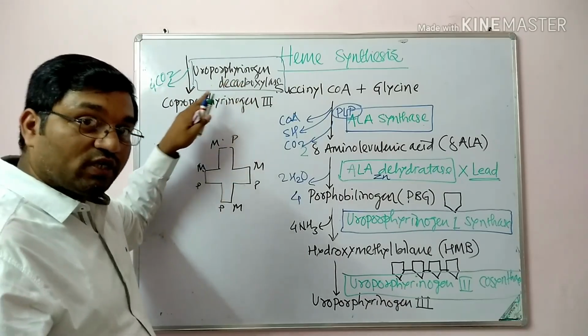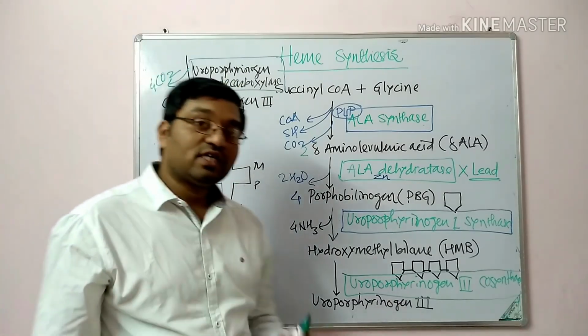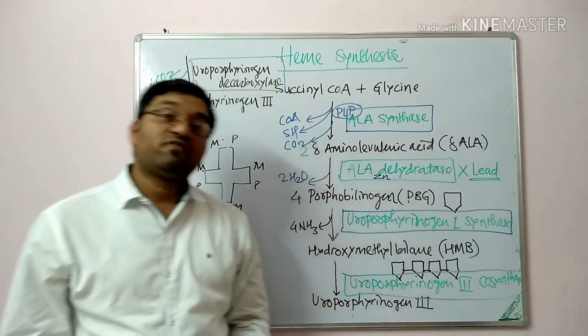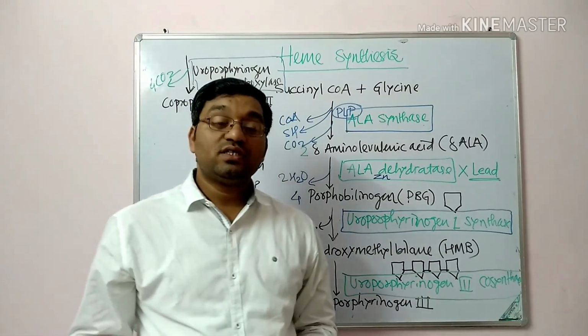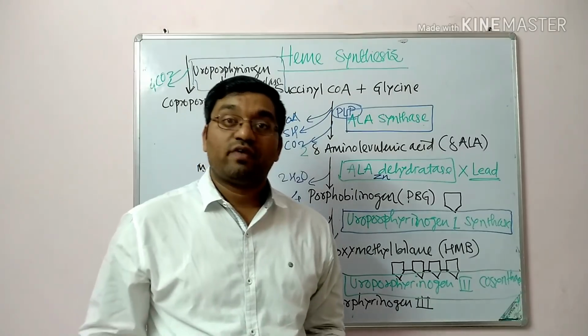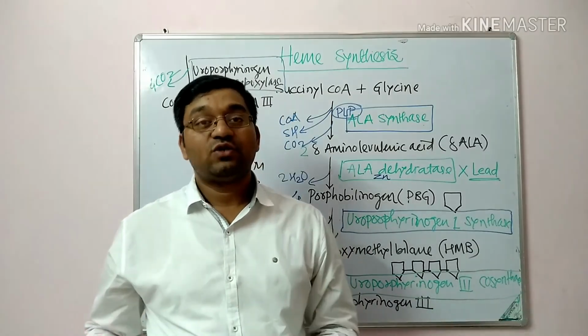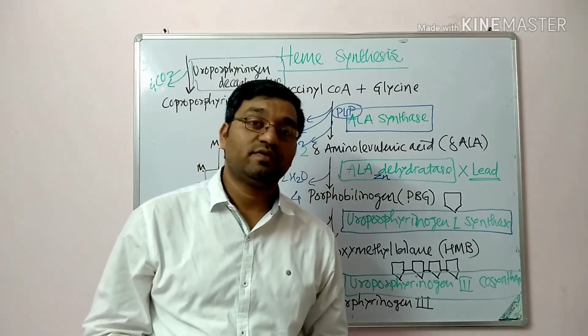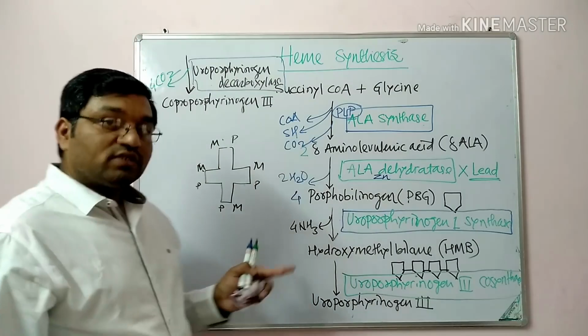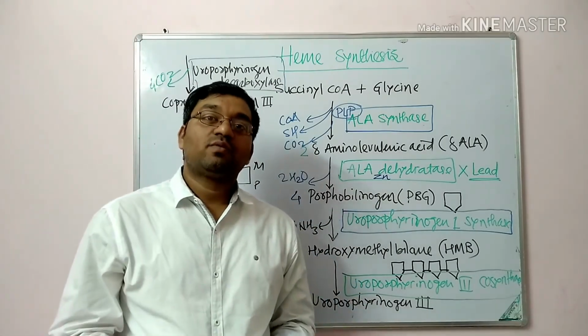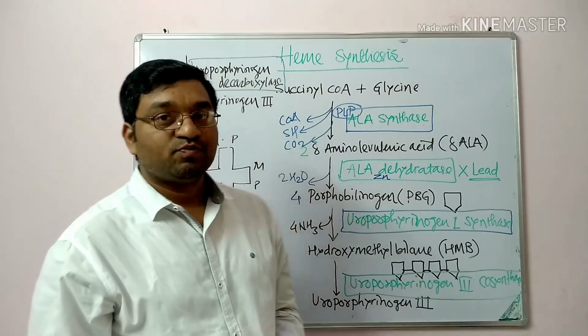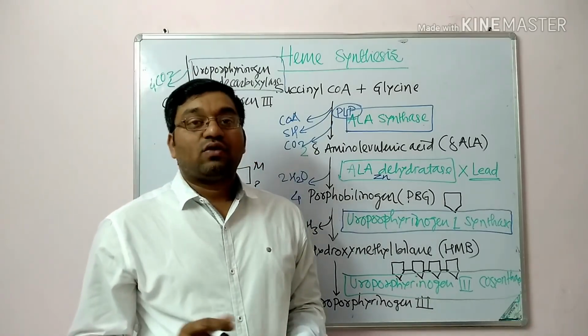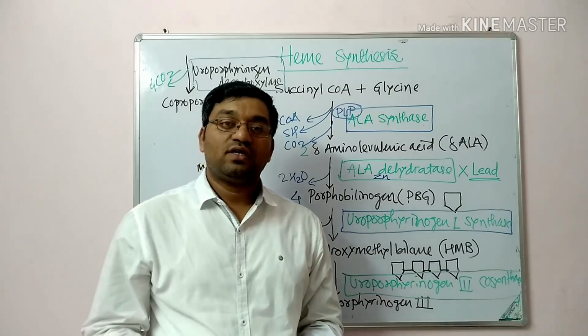This is also an important enzyme. Deficiency of this enzyme leads to the disorder known as porphyria cutanea tarda, and this one is the most common porphyria, with cutaneous manifestation, that is photosensitivity. This photosensitivity is mainly due to the release of lysosomal enzymes, hydrolases, and that causes itching and photosensitivity.